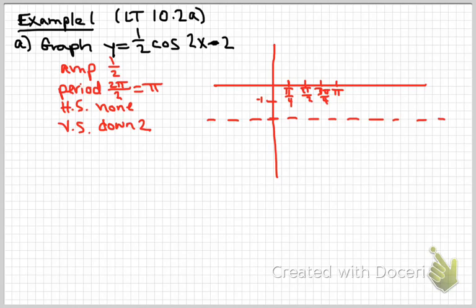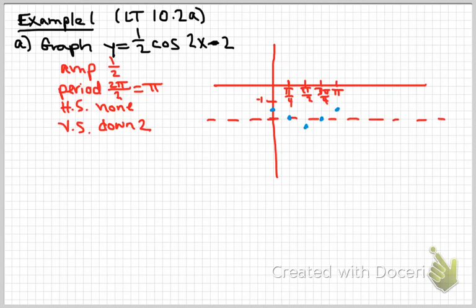So initially, before the shift, if this was a cosine, cosine would have started up at the amplitude, so it would have started up at 1/2. But because we're shifting it down 2, I'm going up a half off of that center line. So I'm going to have a dot about right there. Then I go back to the center line. So at my next key point, I'm back at the center line. The next one, I'm down at my amplitude. Then I'm back up at the center line. And then I'm back up at my highest.